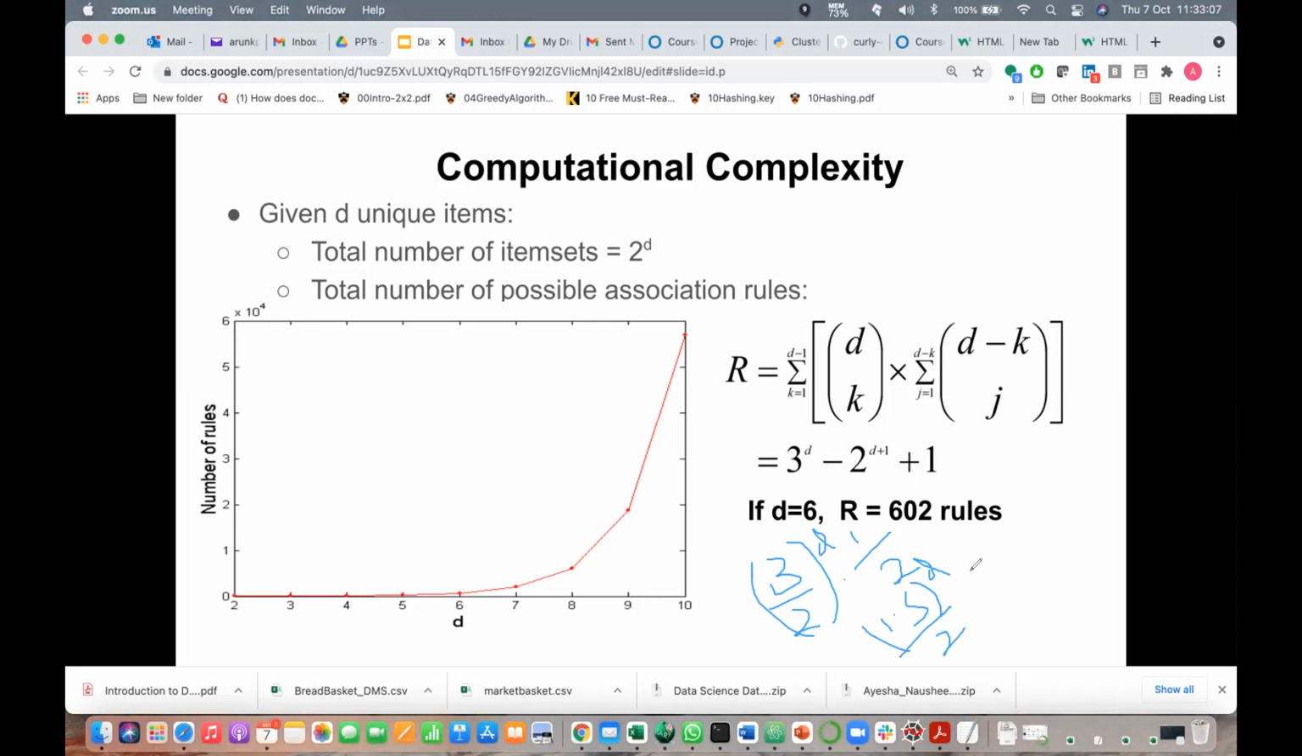Yes, sir. And 1 by 2 is a constant, so infinity by 2 is infinity. So you are getting this whole fraction as infinity. So 3 power d is a very big number when compared with 2 power d plus 1. So the complexity is more than 2 power d.